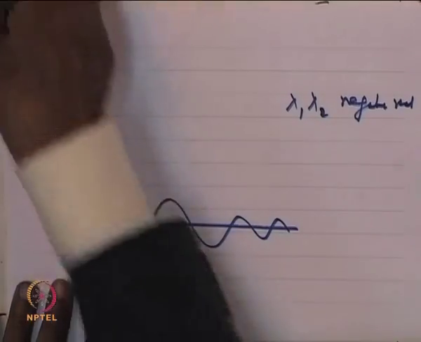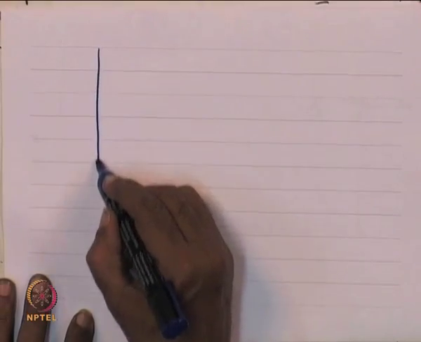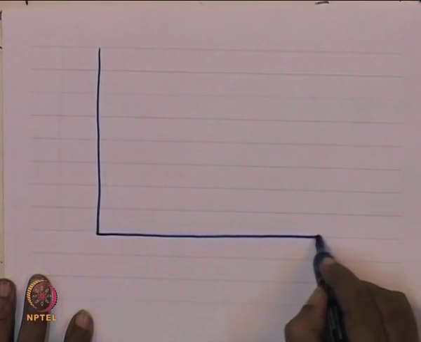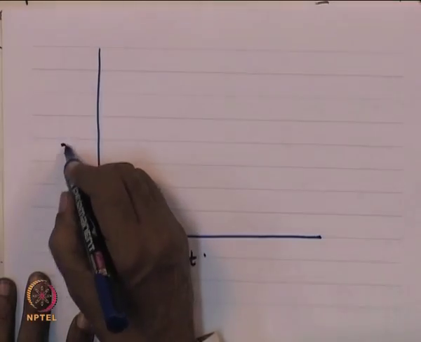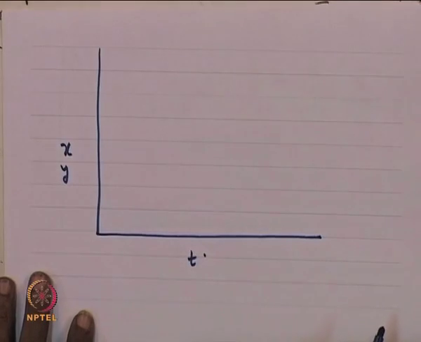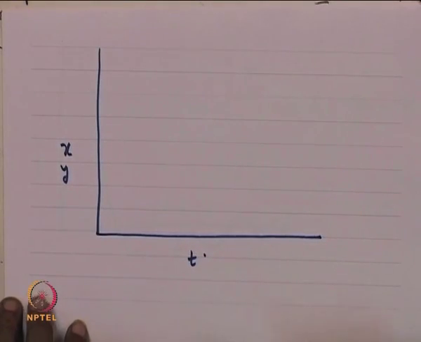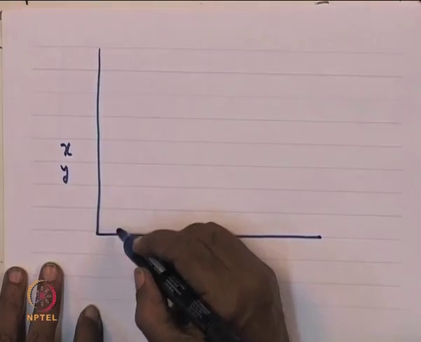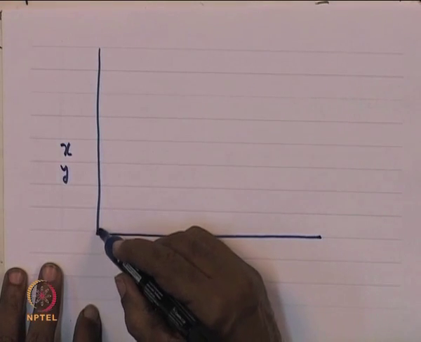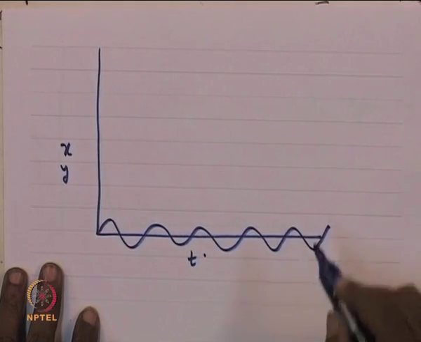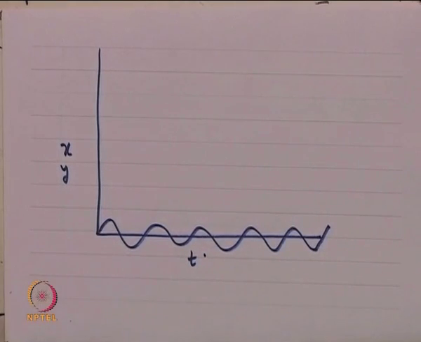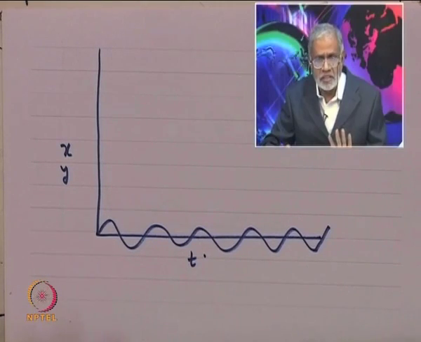So, there is one more instance which we will see, that is, you have lambda 1, lambda 2 where the real part is 0, okay, and the other part is imaginary, showing that you can have what is called a stable oscillation. It is a stable oscillation. When the real part is 0, but there is a complex part, it means stable oscillations.